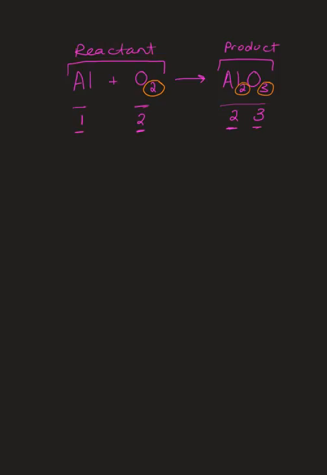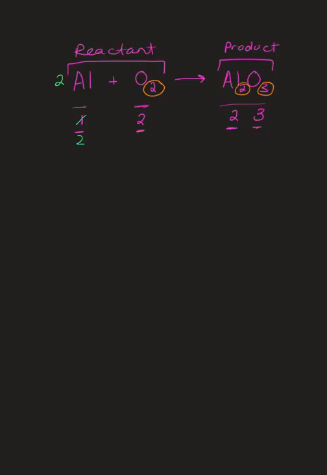So if we look at this equation, we are going to see if we put a 2 in front of the aluminum on the reactant side, then we will have 2 aluminums on one side, and 2 aluminums on this side, right? This is now 2. Okay, that's good. Now let's look at oxygen. Oxygen has 2 on this side and 3 on this side.